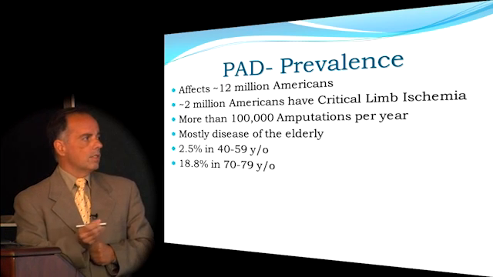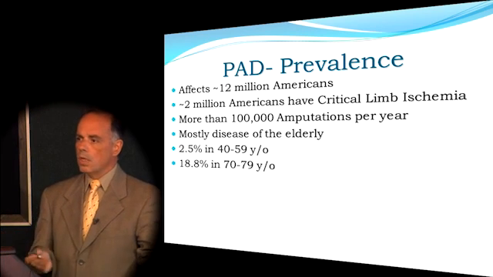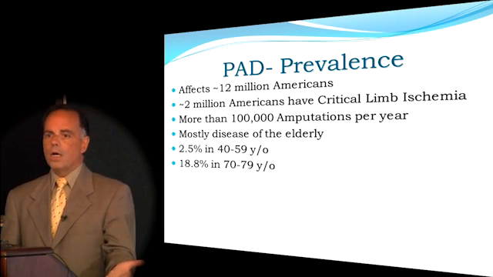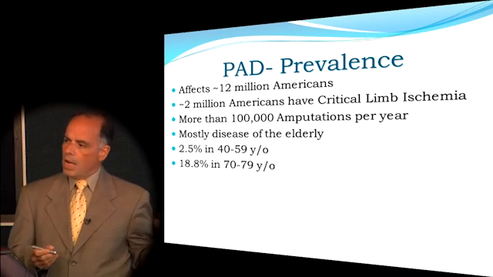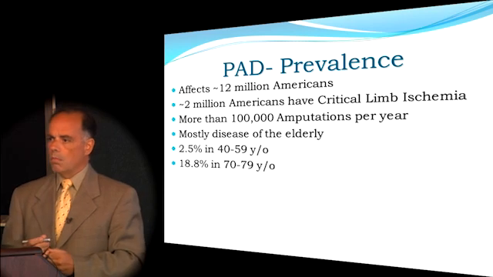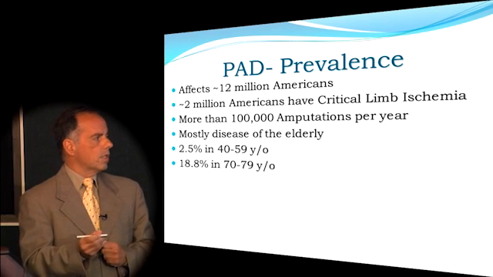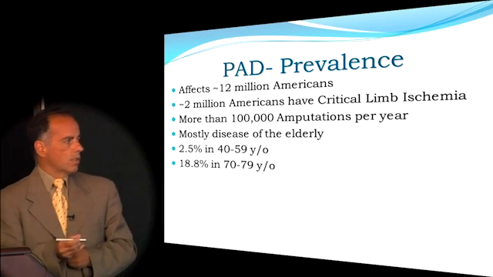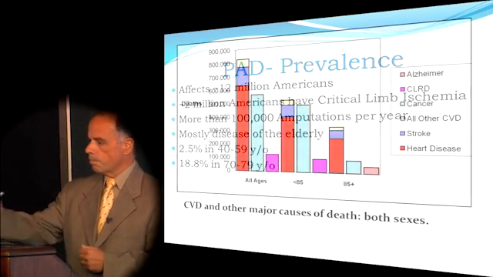It is mostly a disease of the elderly, versus heart attacks, which you can get in your 40s and your 30s. I had patients that I put stents in at the age of 29. I had people with heart attacks at 40 and 38. But PAD is usually seen in the older population. It's only 2.5% in the 40 to 59-year-olds, but it's up to 20% in the 70 to 79-year-old population.